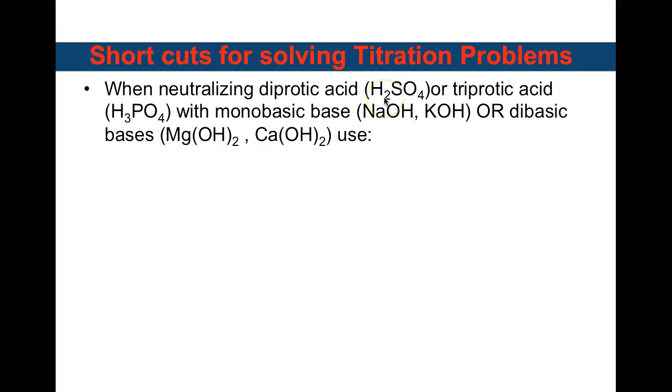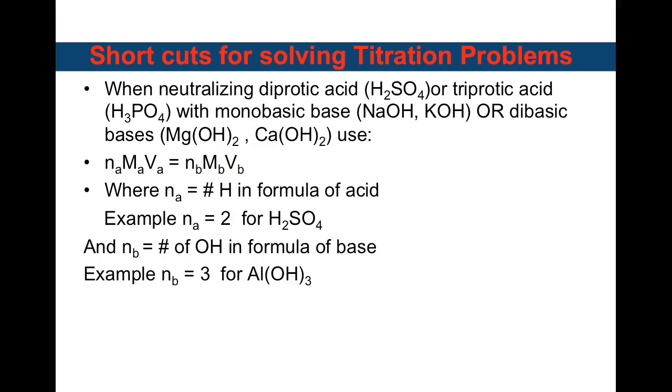But if you're using an acid like sulfuric acid, which is diprotic, or H3PO4, triprotic, or the base could be monobasic or dibasic like Mg(OH)2 or Ca(OH)2, then an expanded form of that formula is NaMaVa equals NbMbVb. Na is the number of H in the formula of the acid. For example, for H2SO4, Na is going to be 2 because there are 2 H's in H2SO4. Nb is the number of OH in the formula of the base. So Al(OH)3, right? There are 3 OHs, so Nb is equal to 3.